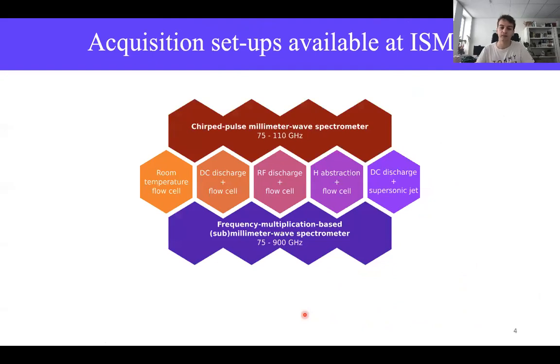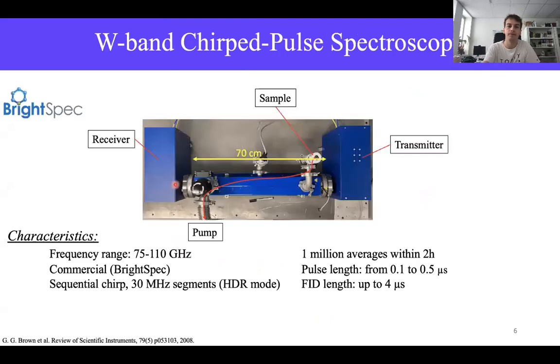At ISMO, we have several techniques available, but today I will talk about the chirped-pulse millimeter wave spectrometer and the frequency multiplication-based millimeter wave spectrometer that we use to help during the exploitation of the spectra of the chirped-pulse millimeter wave spectrometer. We also use the room temperature flow cell.